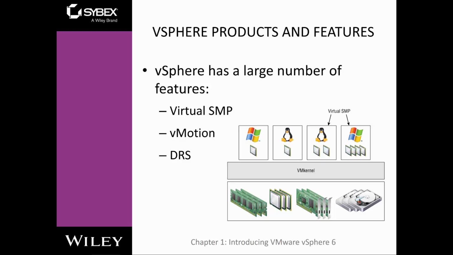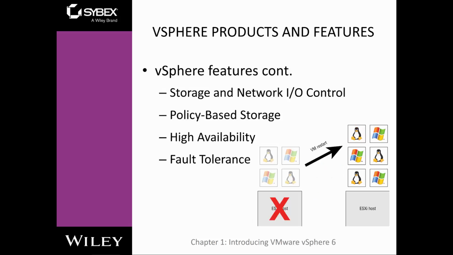We have things like 10 gigabit Ethernet that are becoming more and more of a concern. We also have different ways to install vSphere. Other features are storage and network I/O control, policy, high availability, fault tolerance. This whole ESXi host migration actually was part of that vMotion.